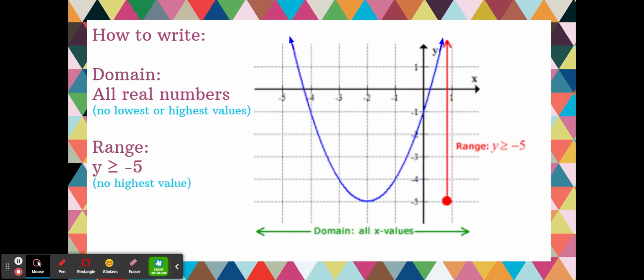Okay. Here's another example. So the domain, there's no stopping at negative and there's no stopping at positive because we have arrows on the domain going to infinity. Our range is the y values. Well, we don't have a highest y, but we do have a lowest y. So this is the lowest. So all of the y's are greater than -5. No highest.